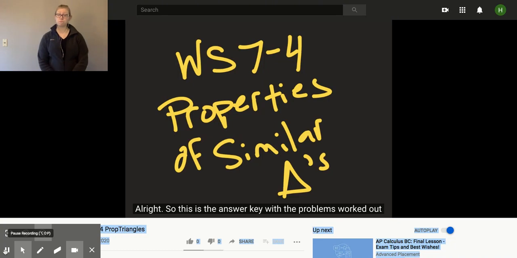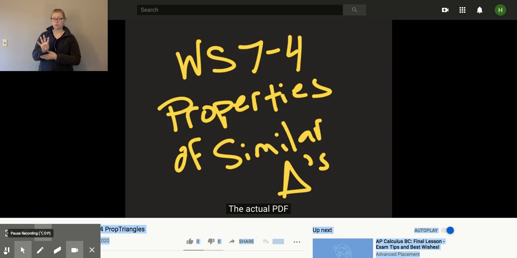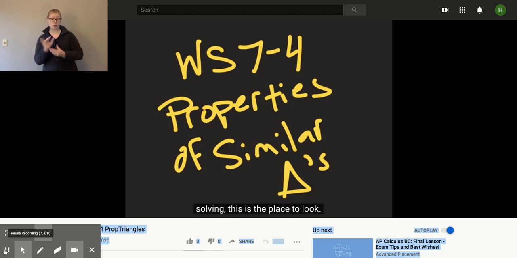So this is the answer key with the problems worked out for worksheet 7 for properties of similar triangles. The actual PDF answer key is in the folder, but if you need more verbal explanation in real time solving, this is the place to look.